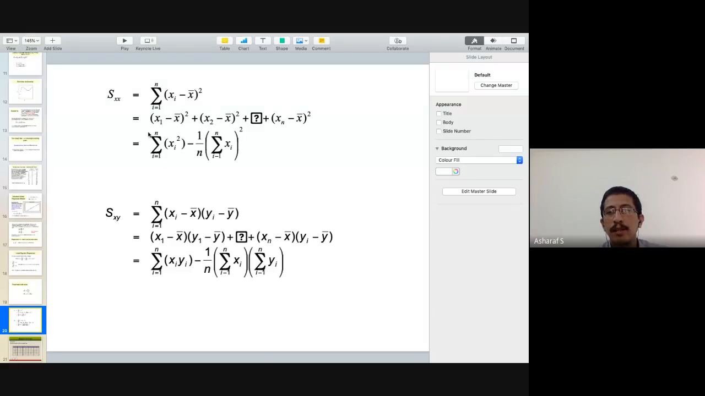So you take the squares of xi and sum it over, and 1 by n into this. Sxx is equal to this, and Sxy is equal to this. Just copy that also. So you can just write this final part. If you want to do this, that's fine. This is a little easier to compute.